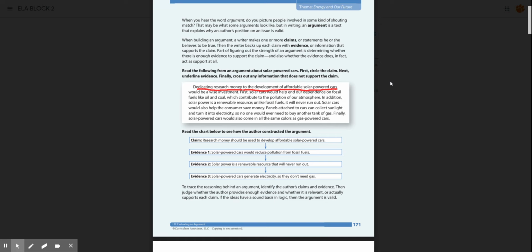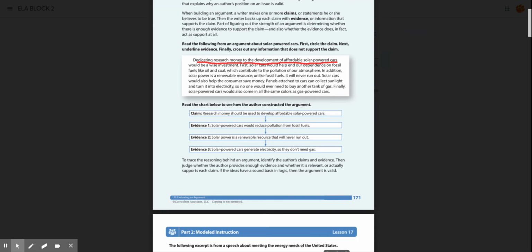Solar cars would also help the consumer save money. Panels attached to cars can collect sunlight and turn it into electricity, so no one would ever need to buy another tank of gas. Finally, solar-powered cars would also come in all the same colors as gas-powered cars. Okay, so I'm going to say the third reason there is that you wouldn't have to get gas anymore. Solar-powered cars don't need gas. You just charge them up, okay? And that last point, they said that solar-powered cars would come in all the same colors as gas-powered cars. That's not really a good reason, so I wouldn't include that in my argument.